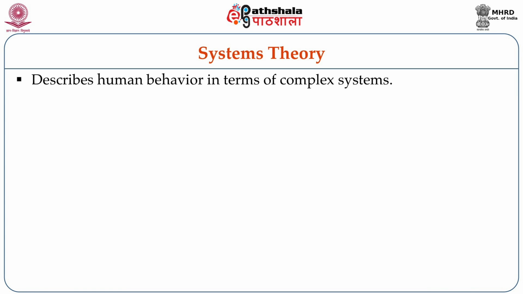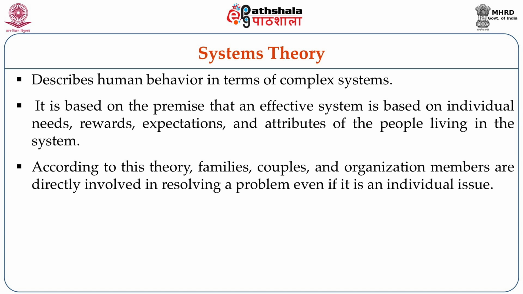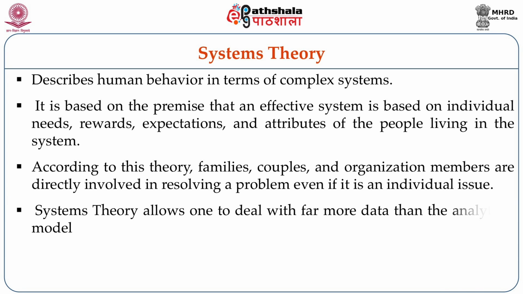Coming to what is widely prevalent is the systems theory. The systems theory describes human behavior in terms of complex systems. It is based on the premise that an effective system is based on individual needs, rewards, expectations, and attributes of the people living in the system. According to this theory, families, couples, organization members are directly involved in resolving a problem, even if it is an individual issue. Systems theory allows one to deal with far more data than the analytical model itself and is extremely relevant in the field of practice.